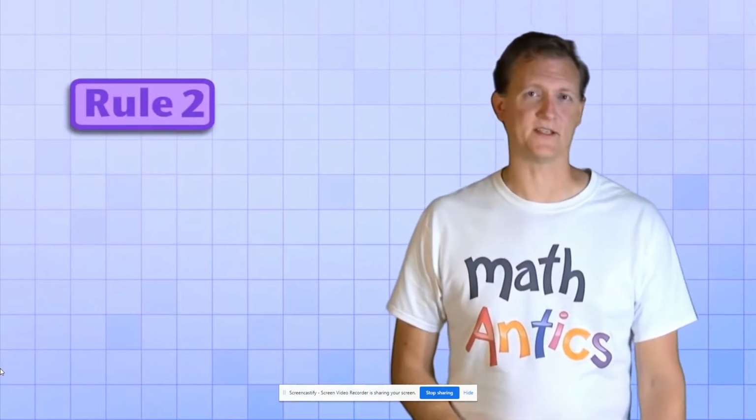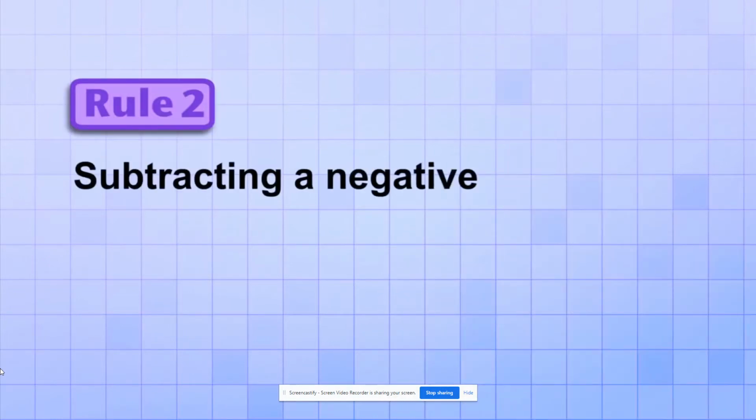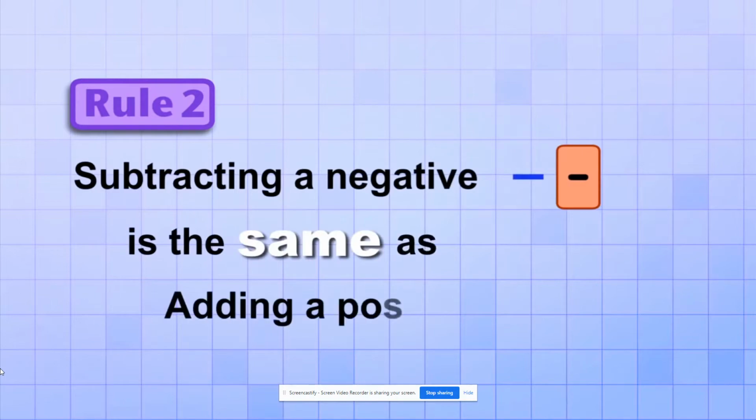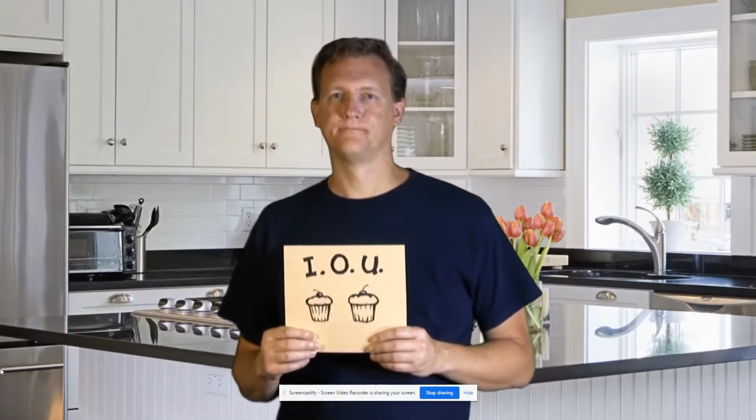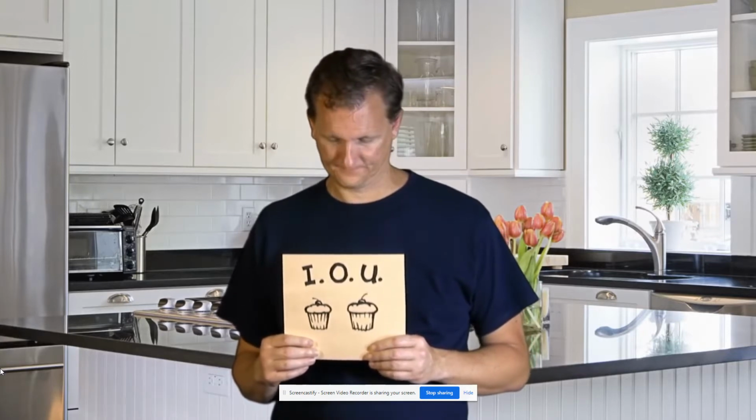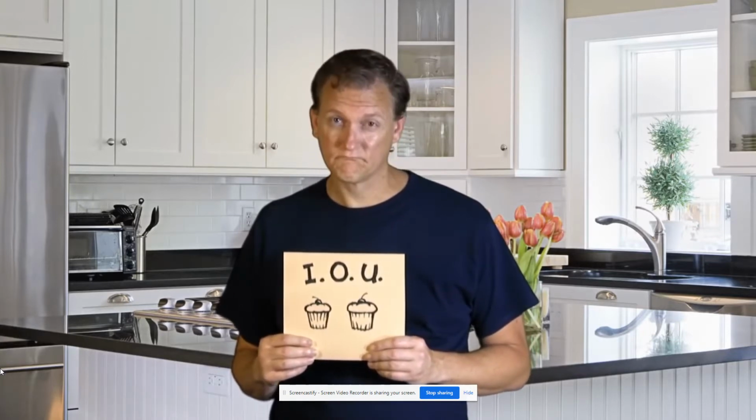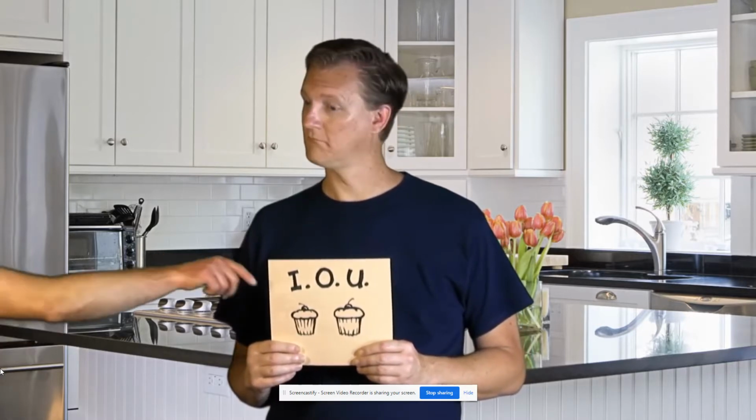Well, the second rule is this: subtracting a negative is the same as adding a positive. Let's say you have negative 2 cupcakes. Like if you have a debt. You owe me 2 cupcakes. You wouldn't be too happy having that negative, would you? But what if I subtract that negative from you? Taking away the negative 2 made you more positive, right? Subtracting the negative gives you less debt.